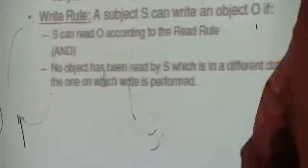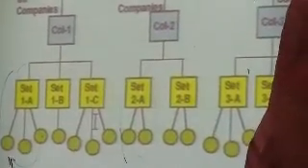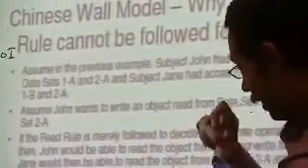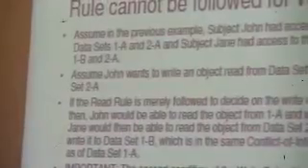Now there is a kind of small theorem, not a theorem, a kind of justification why the read rule is important for write. Okay, so let's go through this example. And this is very unique to this Chinese wall model. Why you need to have the read permission to check for the write.